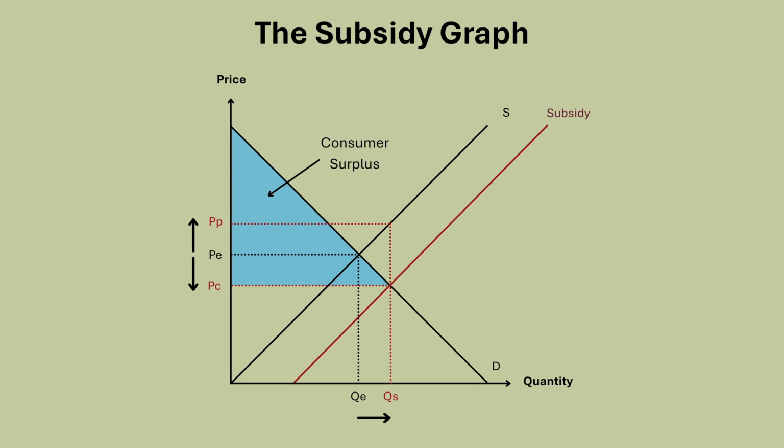The producer surplus goes from the supply curve, which is the amount that the producers are willing to sell for, to PP, which is the amount that they actually sell for, and all the way out to QS, the amount that they sell.